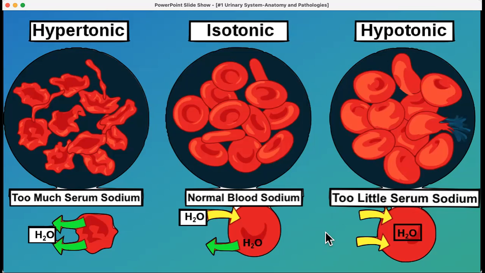So that's hypotonic. And these yellow arrows are showing water. Water tries to equilibrate between the red blood cells and the serum. In this case, where there's too much serum sodium, water is being sucked out of the red blood cells. Isotonic, it's even. And hypotonic, too much water is trying to get into the red blood cells to equilibrate with the sodium in the plasma.